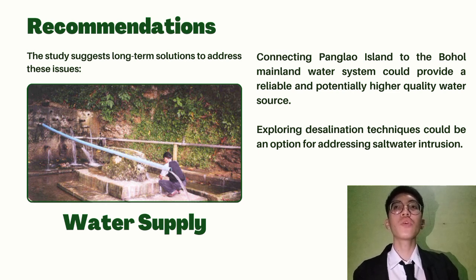A centralized sewage system with proper treatment facilities would significantly improve sanitation and reduce waterborne disease risk. By efficiently collecting and treating wastewater, these systems can prevent contamination of water sources and reduce the spread of diseases like typhoid, cholera, and dysentery.